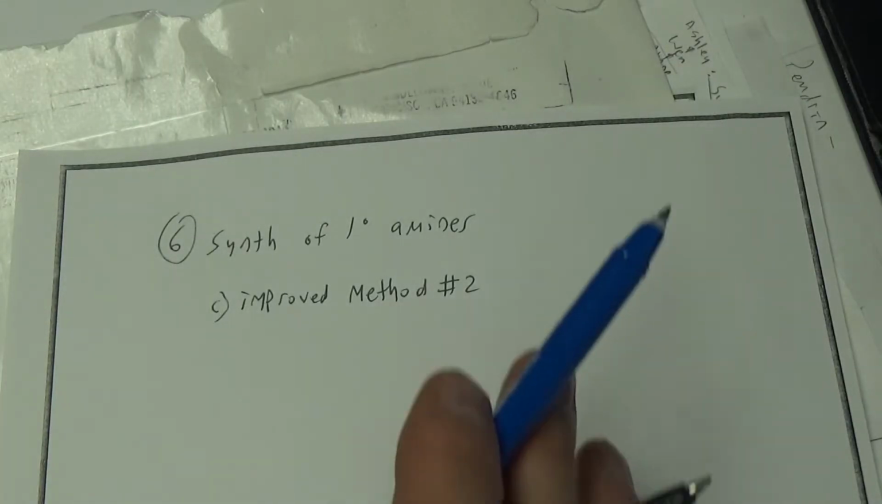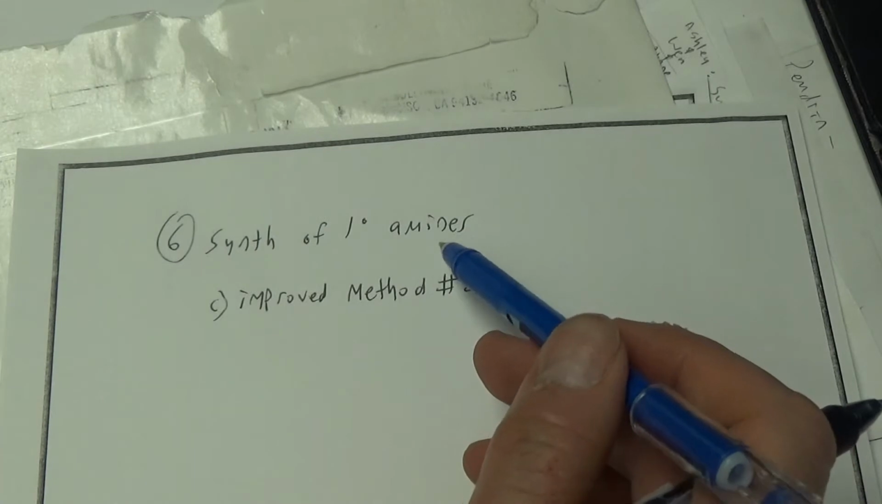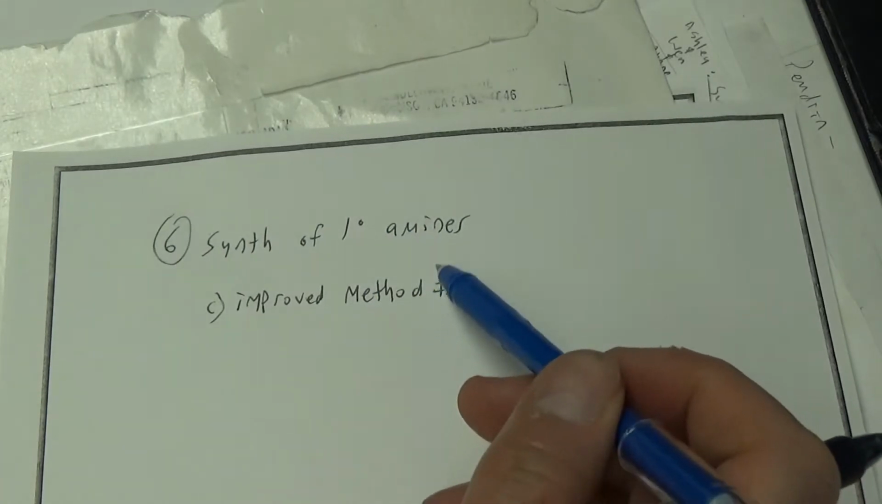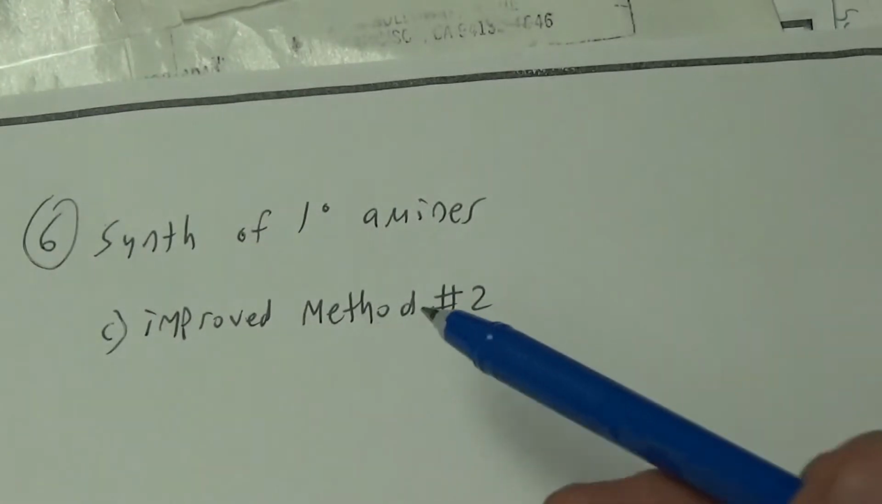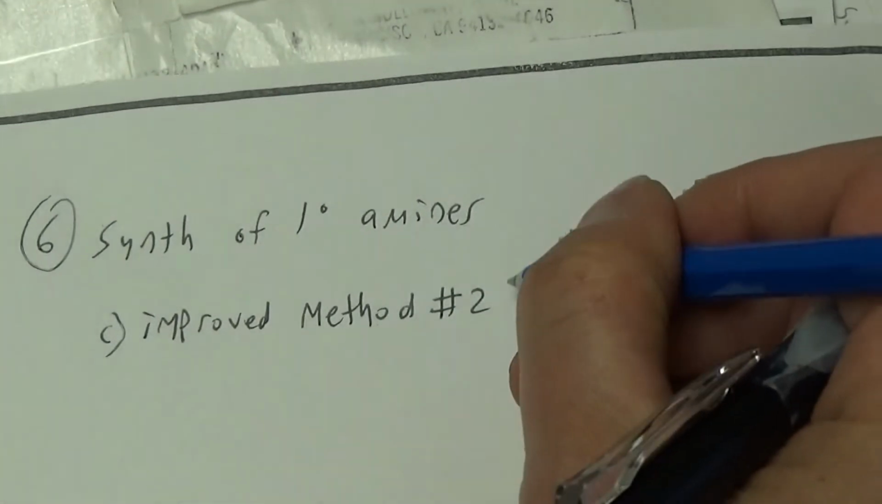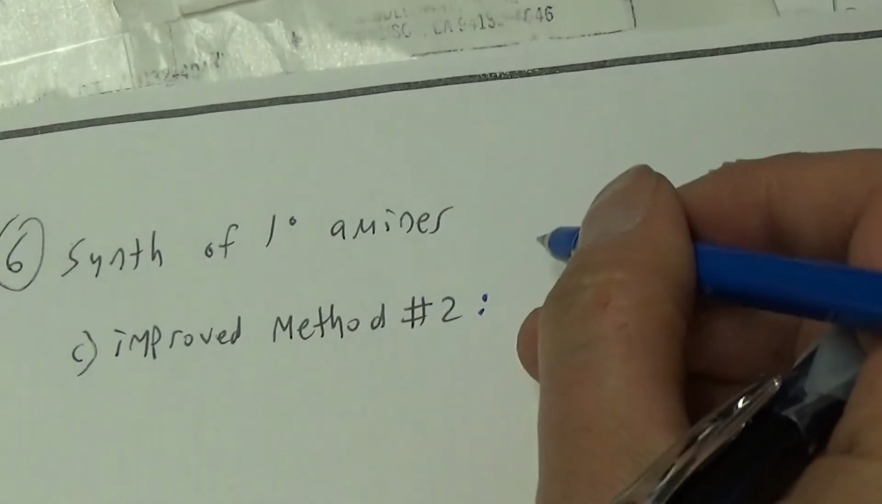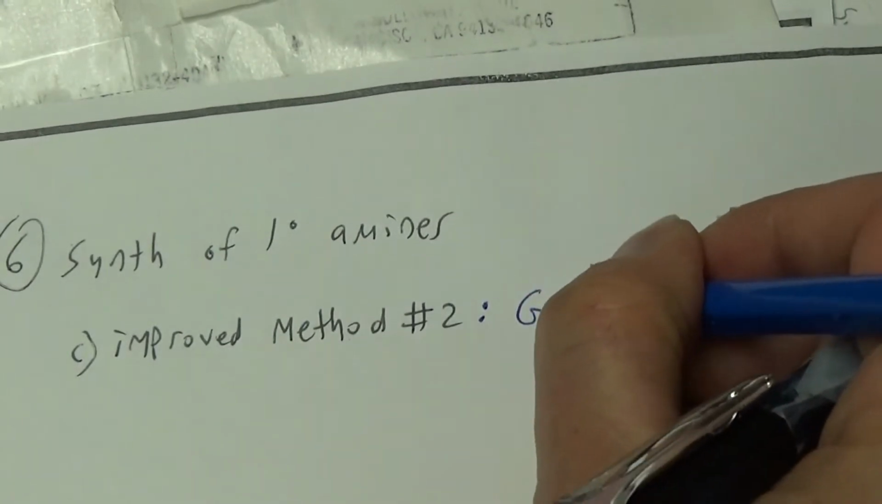Okay, so now this is going to be a related reaction. We're calling it improved method number 2, and this has a person's name. It's the Gabriel amine synthesis.